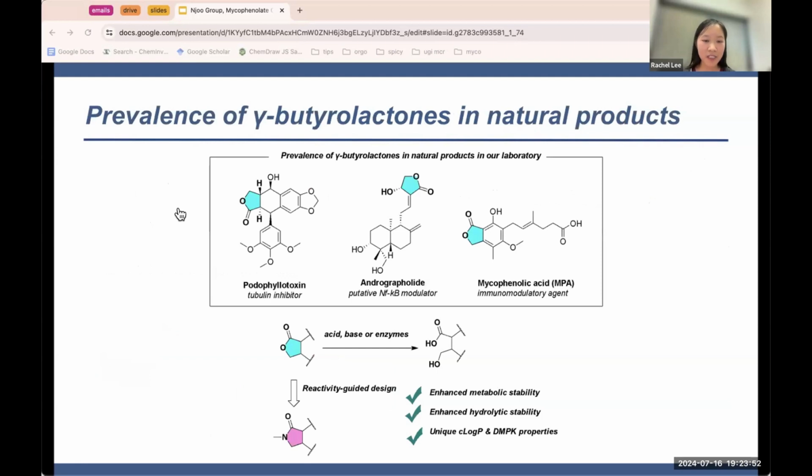Our lab has observed similar reactivity of molecules that also have this gamma-lactone ring. Prompted by this discovery that acidic conditions can pop open the lactone ring, this prompted our interest in preparing N-methyl lactam.